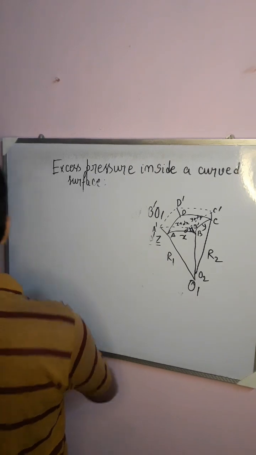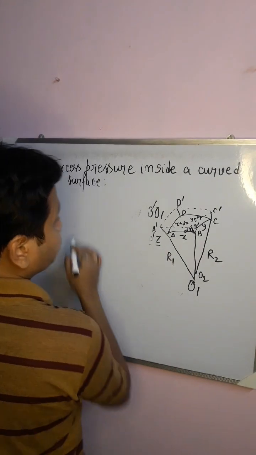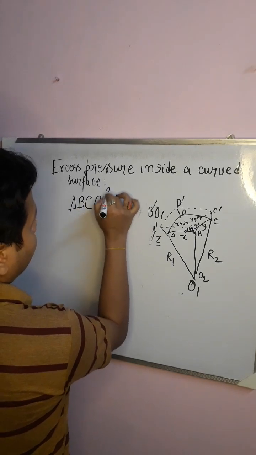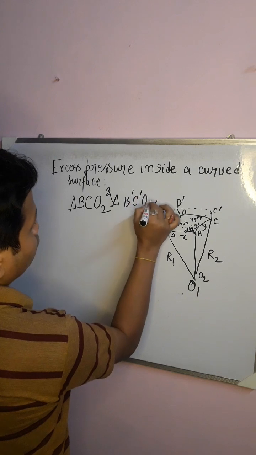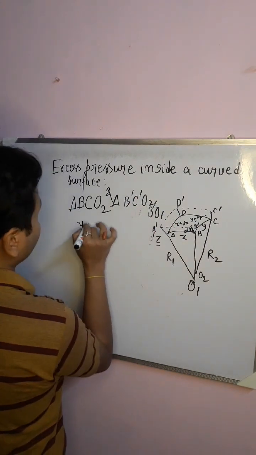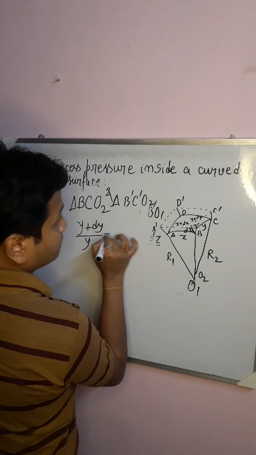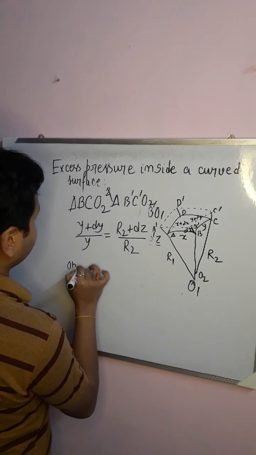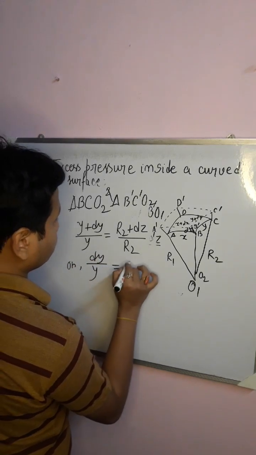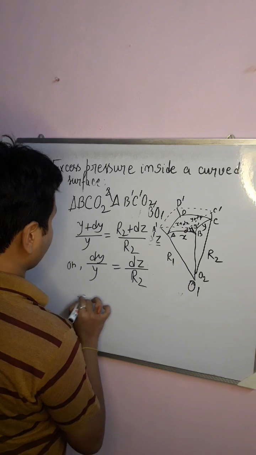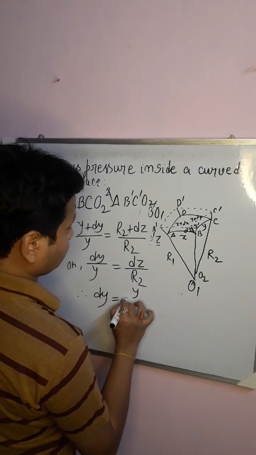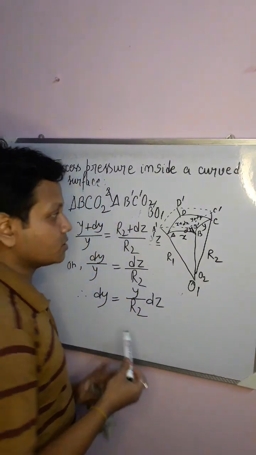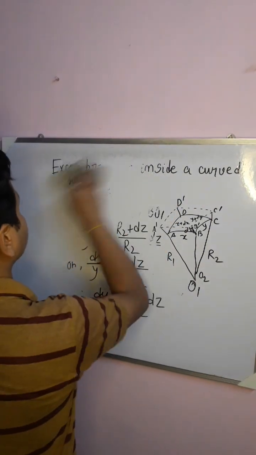Now if we look at the triangle B C O2 and triangle B dash C dash O2, similarly (y plus dy) by y equals (R2 plus dz) by R2. So dy by y equals dz by R2, and dy is y by R2 dz. Now we have to substitute these values in the previous expression.